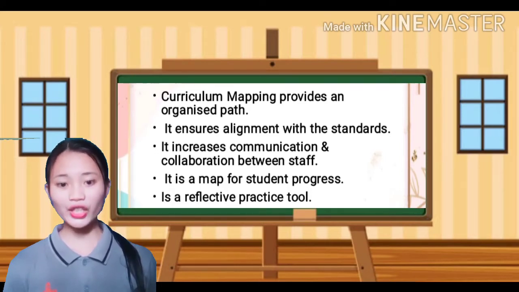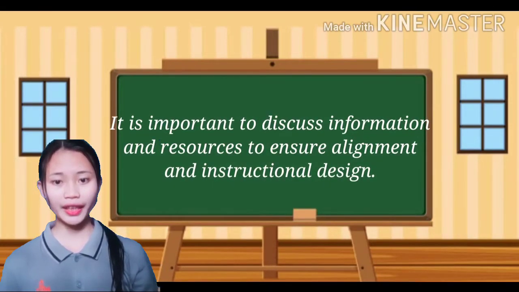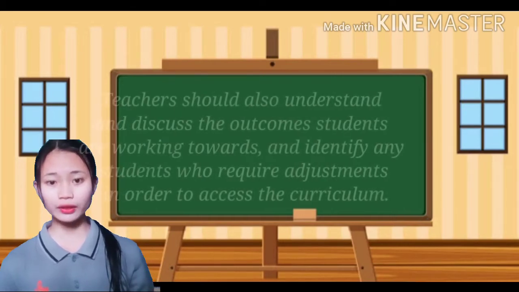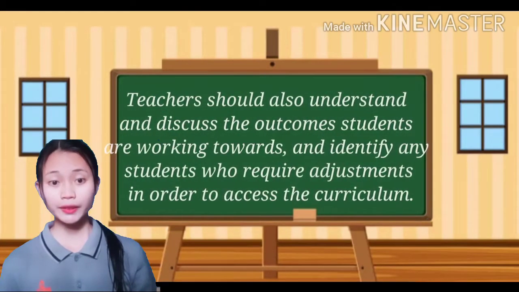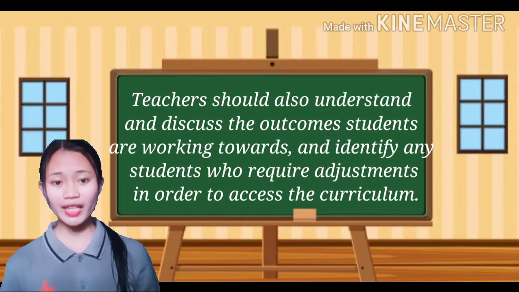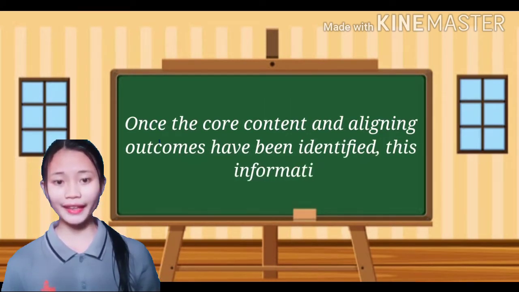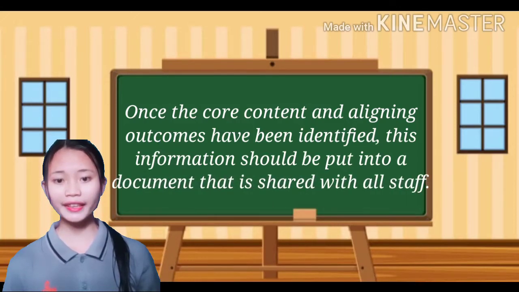At the beginning of each year, teachers of each year or stage should get together to clarify the year's curriculum. It is important to discuss information and resources to ensure alignment and instructional design. Teachers should also understand and discuss the outcomes students are working towards and identify any students who require adjustments in order to access the curriculum. Once the core content and aligning outcomes have been identified, this information should be put into a document that is shared with all staff.